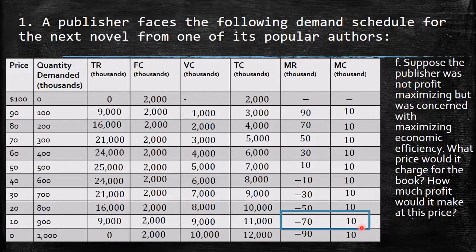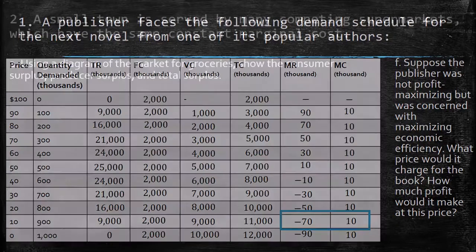What happens with that result? Naturally, it's going to be a really bad decision for the monopoly because they even have losses. Why? Because the total cost is going to be higher than the total revenue. So the profit is going to be negative if they charge at the economic efficiency point.